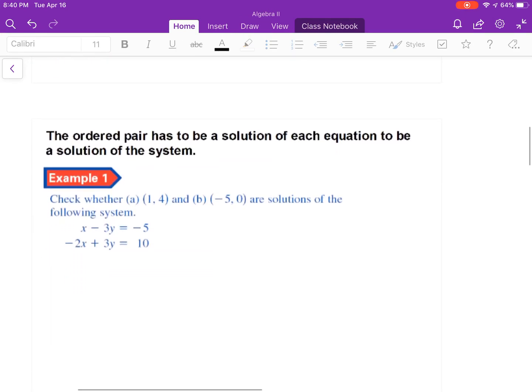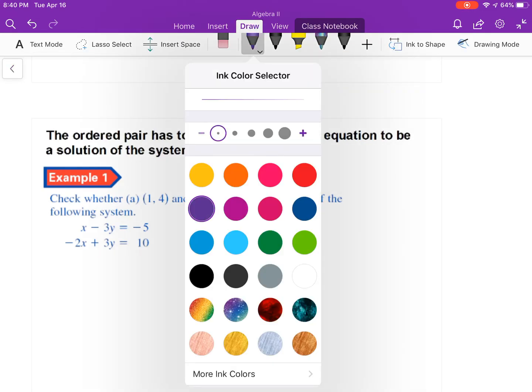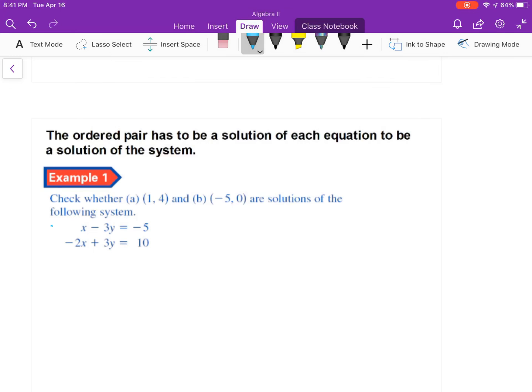All right, so just checking to see if ordered pairs are solutions to a system. In a system, we've got two equations. In the equations, you have an x and a y. The idea is that if you have two unknowns, you need two equations in order to solve this.